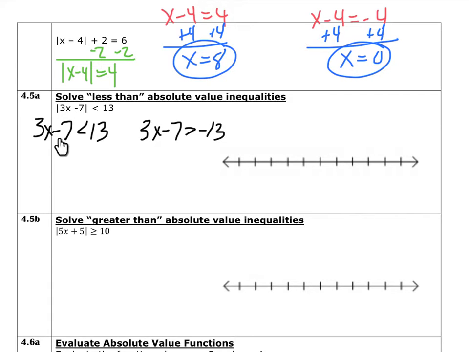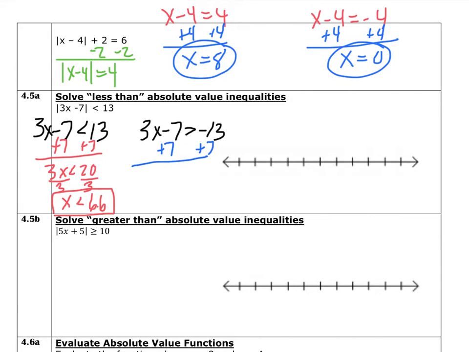So let's start with this one. We're going to add 7 and then divide by 3. So if we add 7, we're going to get 3x is less than 20. Divide by 3. We're going to get x is less than approximately 6.6. The next one over here, again, add the 7. We're going to get 3x is greater than negative 6. Divide by 3. X is greater than negative 2.